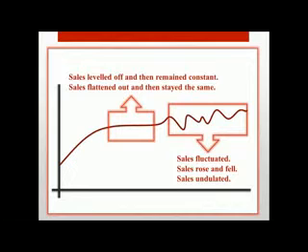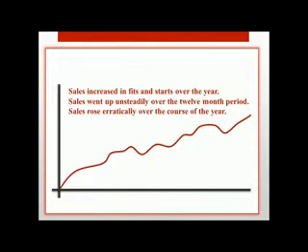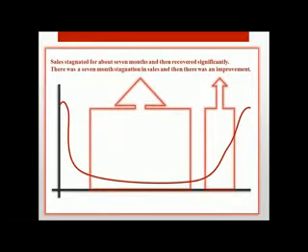Sales leveled off and then remained constant. Sales flattened out and then stayed the same. Sales fluctuated. Sales rose and fell. Sales undulated. Sales increased in fits and starts over the year. Sales went up unsteadily over the 12-month period. Sales rose erratically over the course of the year. Sales stagnated for about 7 months and then recovered significantly. There was a 7-month stagnation in sales and then there was an improvement.